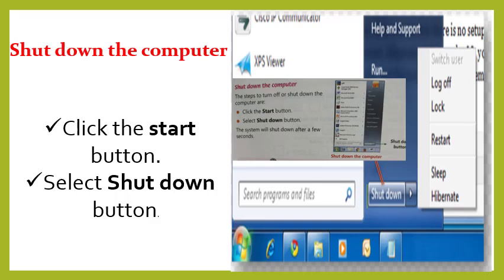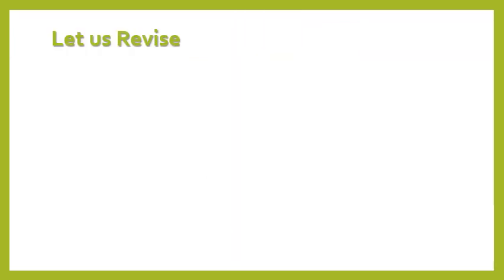Okay, children, now let's see how to shut down the computer. Okay, now let's see the steps to turn off or shut down the computer. First, click the start button, then select the shutdown button. The system will shut down after a few seconds. Okay, children, now let's revise whatever we have learned from this lesson.